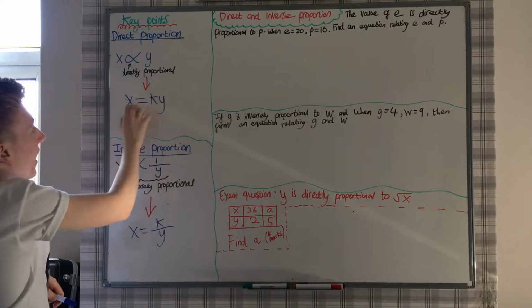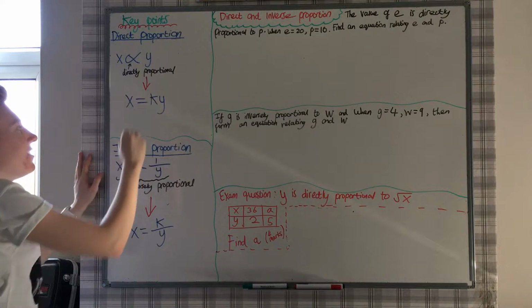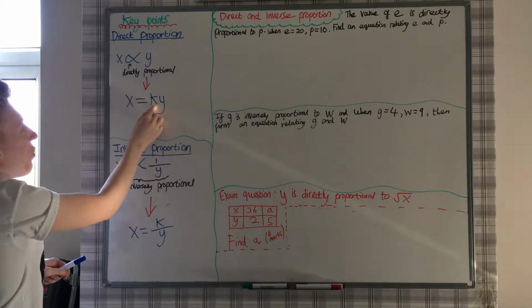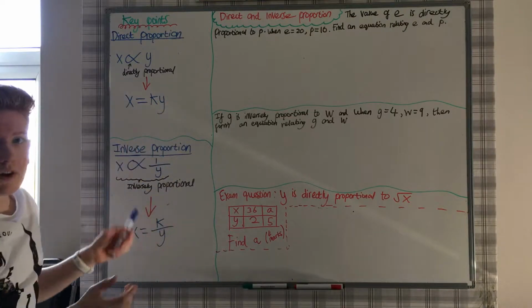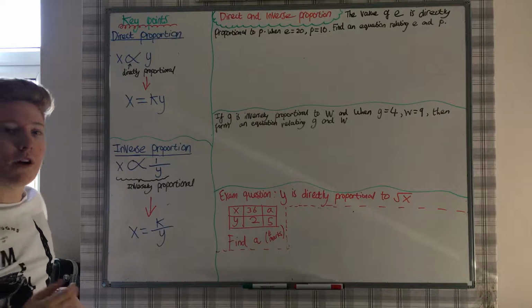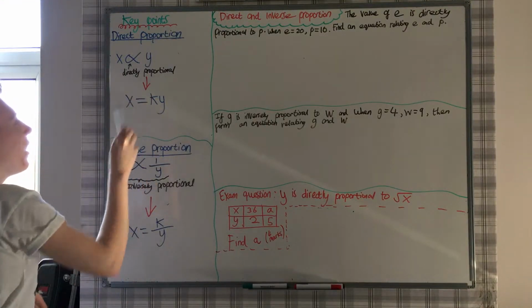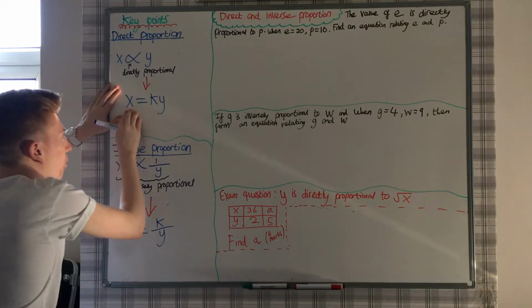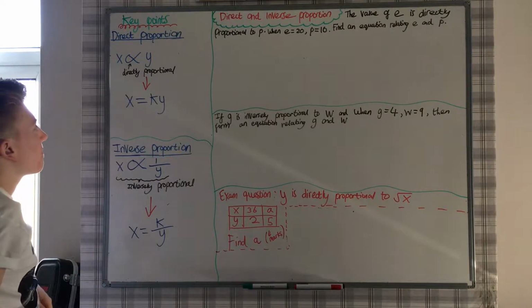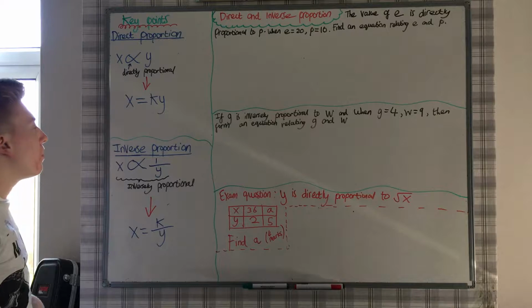For example, if we have x equals ky, k can be any integer, any whole number. It could be 2. So as x goes up by 1, y goes up by 2, x equals 2y. It could be x is 4y, for every time x goes up by 1, y goes up by 4. Or it could even be a half. For every time x goes up by 1, y goes up by only a half. Okay? So that's what we mean by directly proportional.